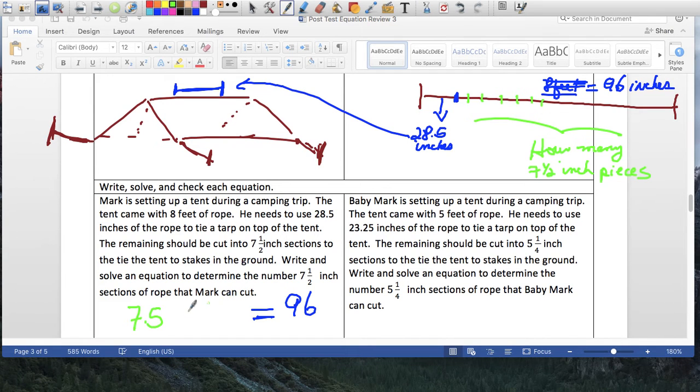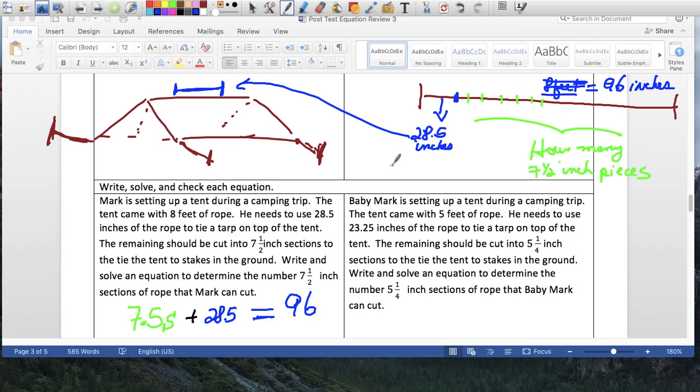I don't know what letter to use. For 7.5 inch sections, I don't like to use the letter S. Well, let's use the letter S. So how many 7.5 sections? It's 7.5 times the number of sections that I can cut, however many there are, plus this section here, the 28.5 inches that he used in the beginning, will give us a total of 96.